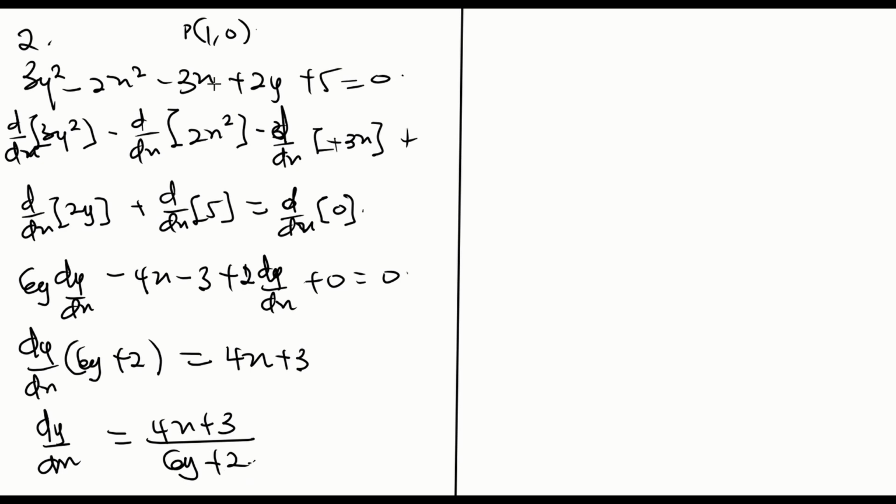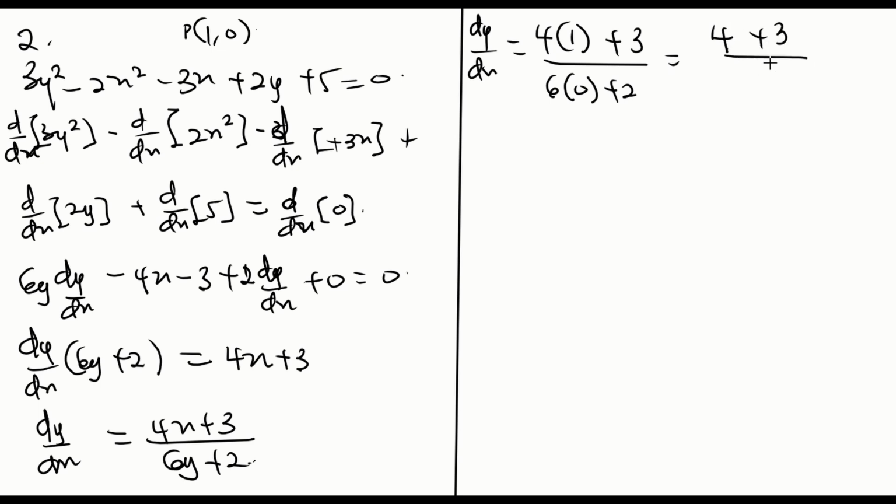Then wherever we see x, we put this point, and wherever we see y, we put 0 there. Then we are going to get dy/dx equal to 4 into bracket 1 plus 3 all over 6, my y is 0, plus 2, and this is equal to 4 plus 3 all over 2. This is just going to give me 7 over 2. And this 7 over 2 is now the gradient of the tangent to the curve.